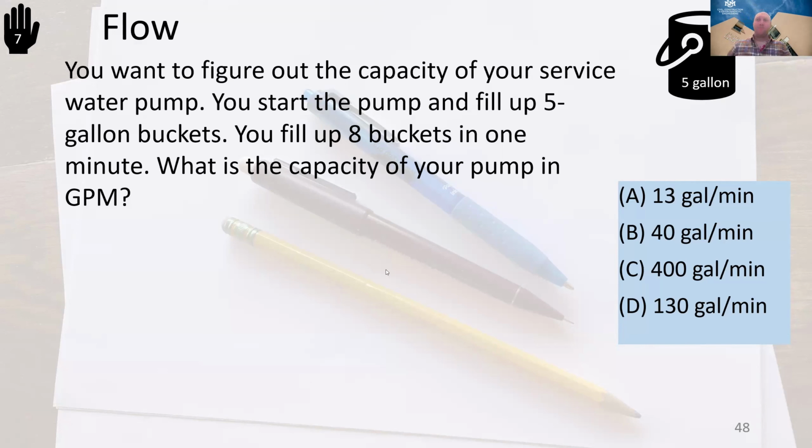Okay, so flow is also a measurement over time, but now we're talking about a volume over time instead of a distance over time. And this is something that you can do very, very simply. In this question, you want to figure out the capacity of your service pump. So you start the pump and you start filling up 5 gallon buckets with your stopwatch on, and you figure out how many buckets you can fill up in 1 minute. You fill up 8 whole buckets in 1 minute. So what is the capacity of your pump in gallons per minute?